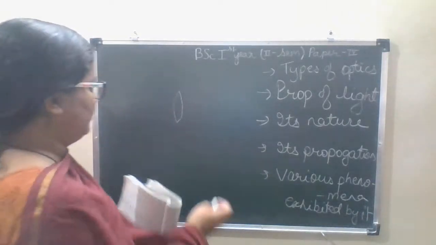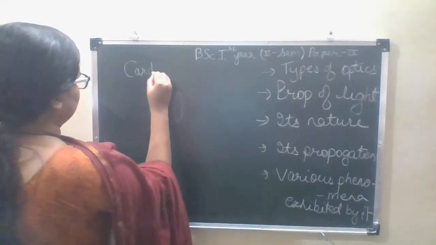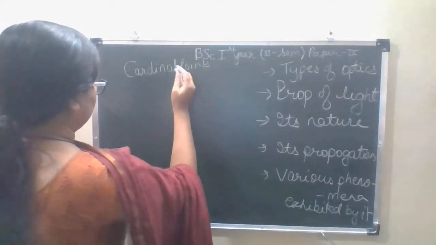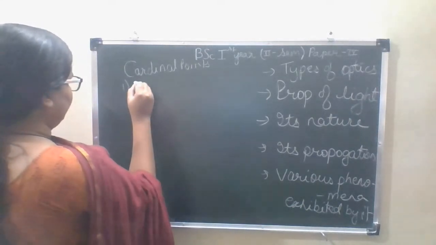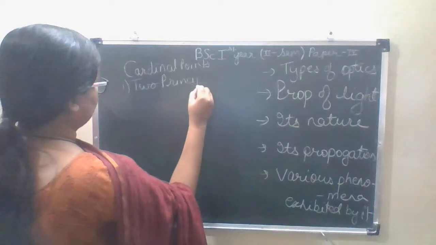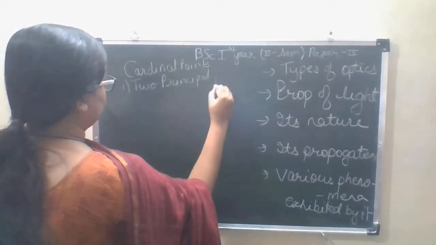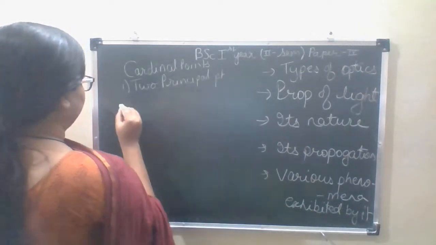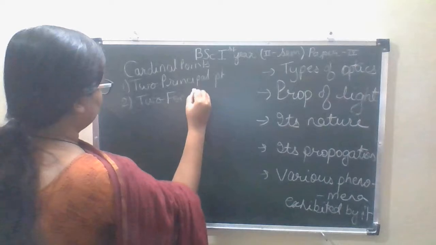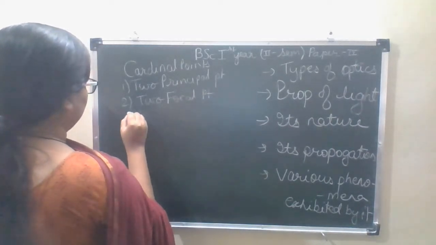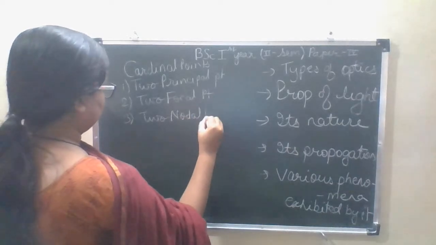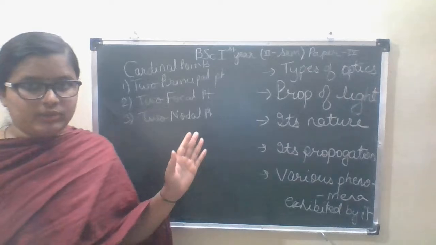So, what are cardinal points? Cardinal points are, first, two principal points, second, two focal points, and third, two nodal points. We will see these one by one. So cardinal points are of six types.